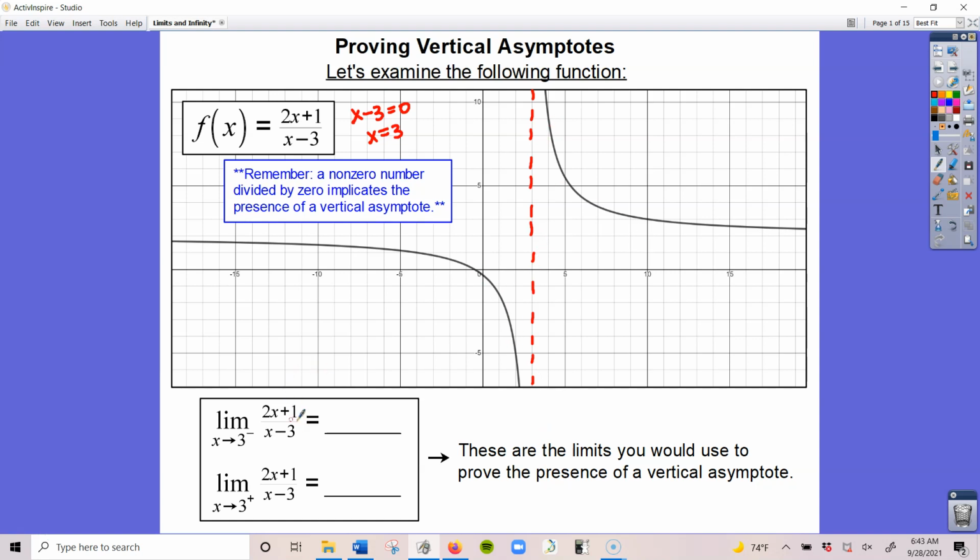So if I try to find these limits, the limit as x approaches 3 from the left, as you can see, goes down forever, so negative infinity. And the limit as x approaches 3 from the right is going up, so positive infinity. These are the limits that we would use to prove that there is a vertical asymptote.